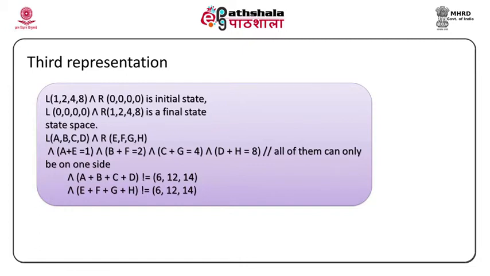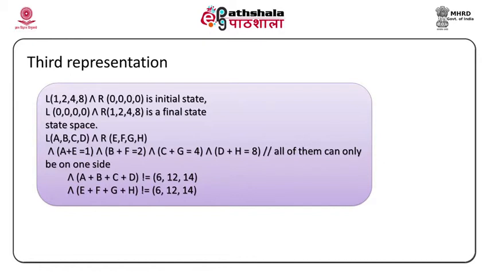Now the beauty of choosing these values can be seen in the next two statements. It says that A plus B plus C plus D is not equal to 6, 12 and 4. Now you will be surprised, where is that farmer, present, not present and all that has gone. We don't need to do it. Similarly, E, F, G, H is not equal to 6, 12 and 4.